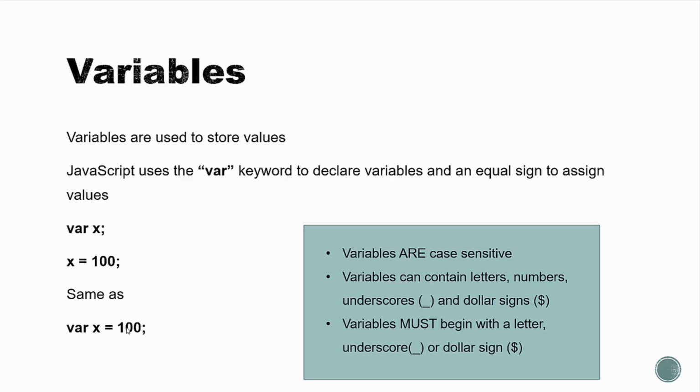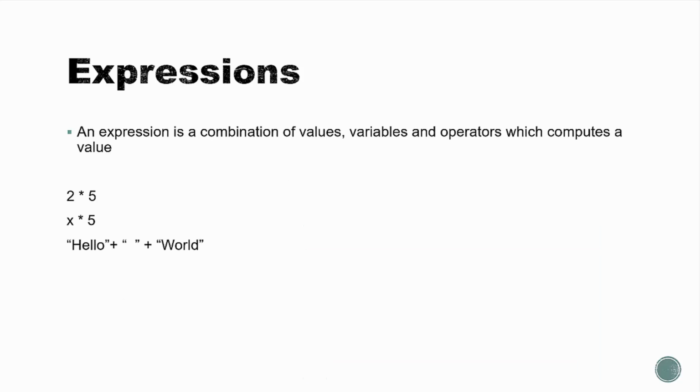Now there are some rules to variables. They are case sensitive, so make sure you're aware of that. Variables can contain letters, numbers, underscores, and $ symbols. Okay, but they must begin with either a letter, underscore, or $ sign. You can't begin a variable with a number. All right, and that's pretty much universal for a lot of the popular programming languages.